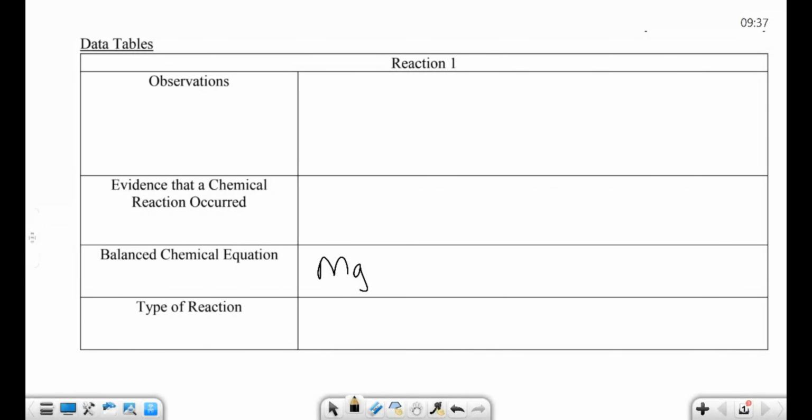magnesium, and we're going to combine it with, just happens that it's going to be oxygen, okay? And it's going to make a single product, okay? What kind of reaction is this? Synthesis. Okay, so we're going to take magnesium wire or magnesium metal and we're going to set it on fire and it's going to burn.